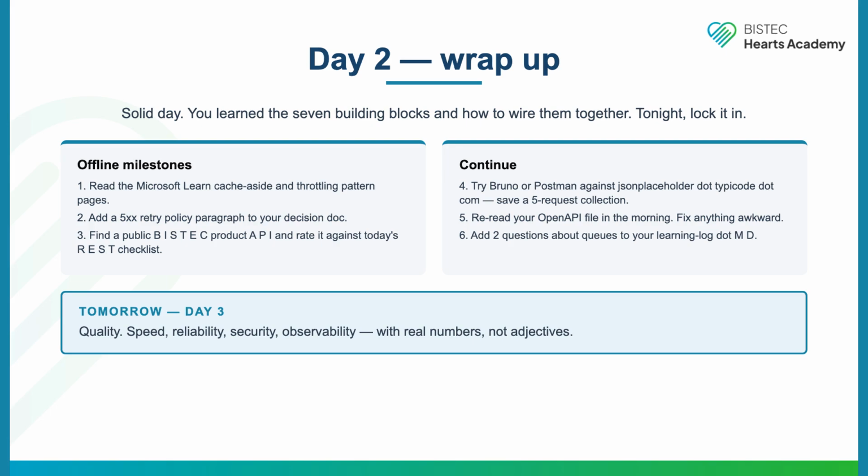4. Try Bruno or Postman against jsonplaceholder.typicode.com and save a 5-request collection. 5. Reread your OpenAPI file in the morning. Fix anything that feels awkward. 6. Add 2 questions about queues to your learning-log.md.